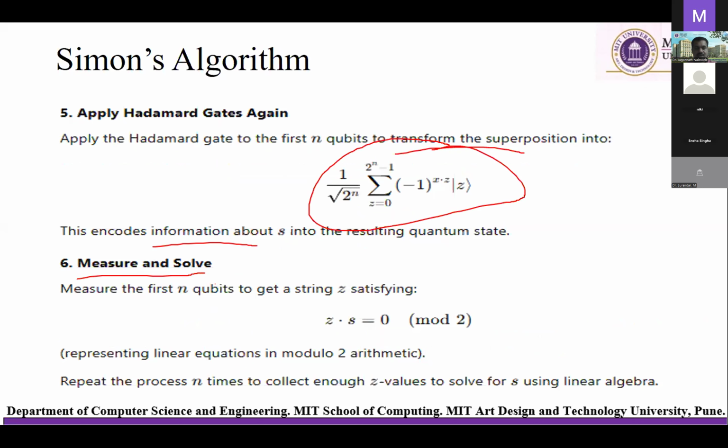Then at the end, measure and solve. Measure the first n qubits to get the string z satisfying z dot s. So here this is actually called the inner product between z and s, which is equal to 0 mod 2, representing linear equations in modulo 2 arithmetic. Repeat the process n times to collect enough z values to solve for s using linear algebra.